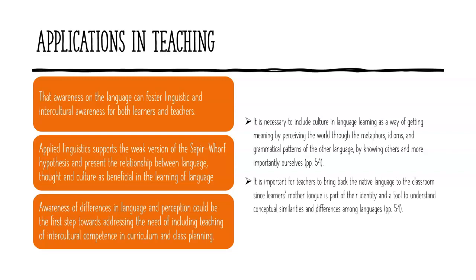Applied linguistics also supports the weak version, like I said at the start, of the Sapir-Whorf hypothesis, and presents the relationship between language, thought, and culture as beneficial in the learning of language. It also says that awareness of differences in language and perception could be the first step towards addressing the need of including teaching of intercultural competence in curriculum and class planning. And so that goes back to letting them use their dialect, right? What we learned in class also, to let them use their language in class.